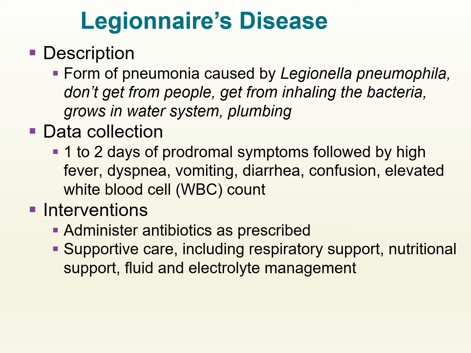These patients will have 1 to 2 days of what we call prodromal symptoms, which is really just early signs and symptoms or early symptoms. And then that's followed by high fever, dyspnea, vomiting, diarrhea, confusion, elevated white blood cell counts. So these patients are going to need antibiotics, supportive care, including respiratory support, nutritional support, and then fluid and electrolyte management.